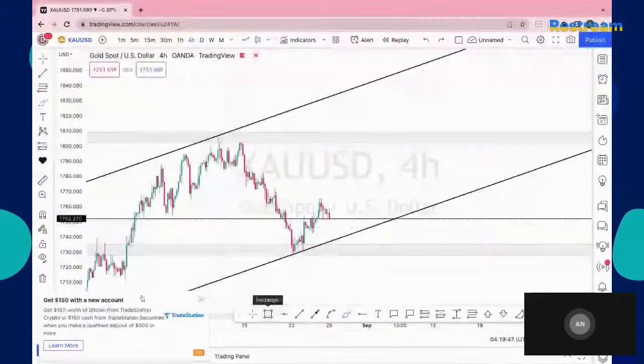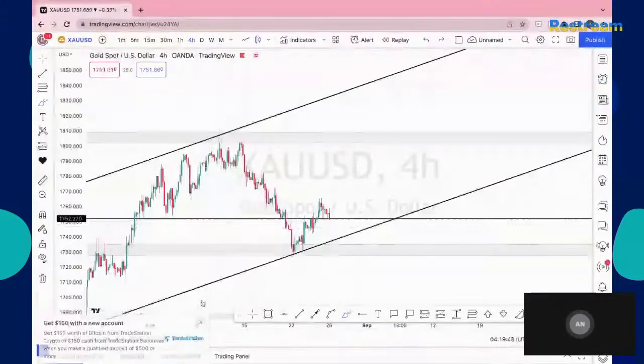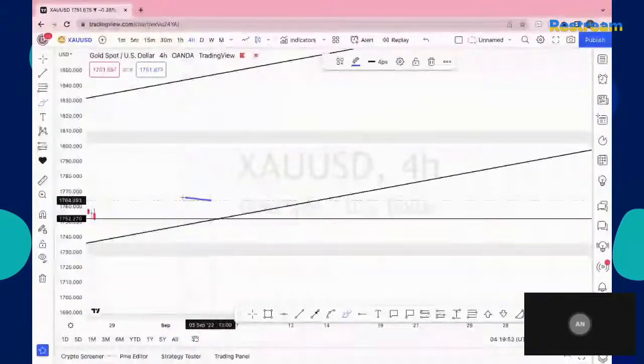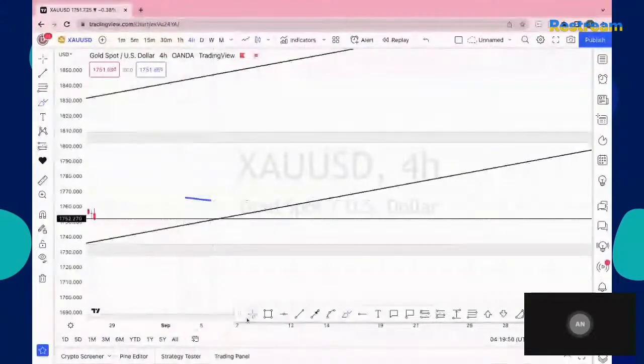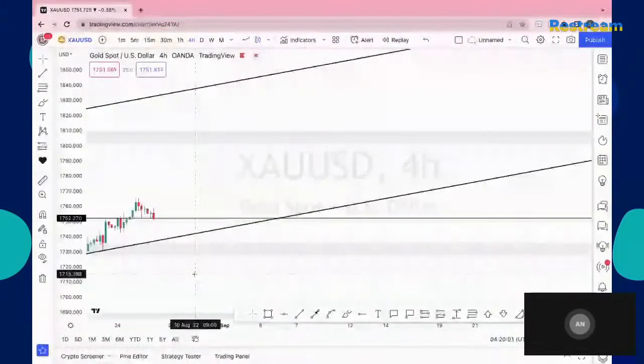Let's look at this data. Let's zoom it in. Wrong. My laptop seems like it's overloading, man.